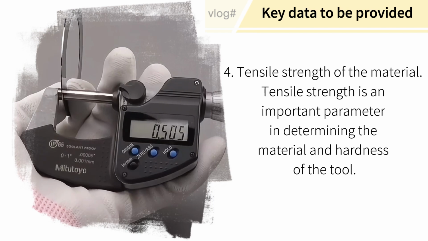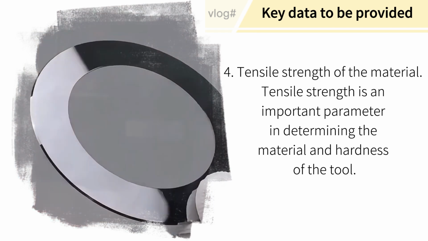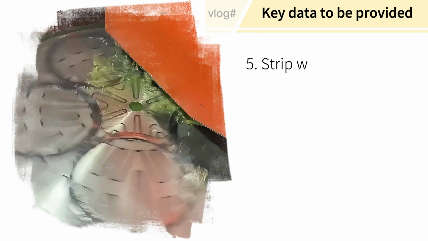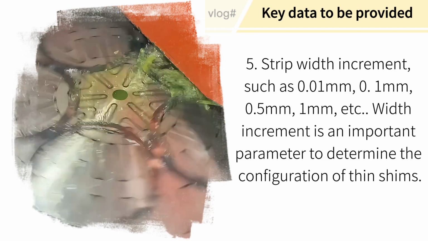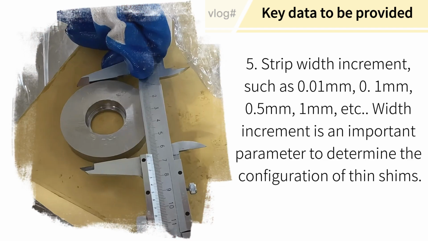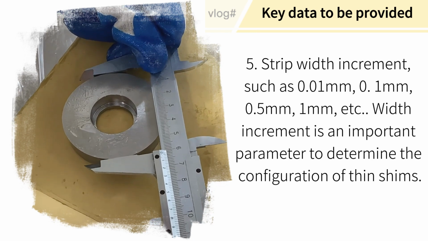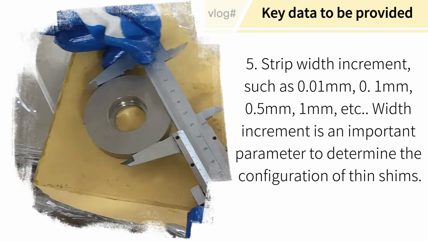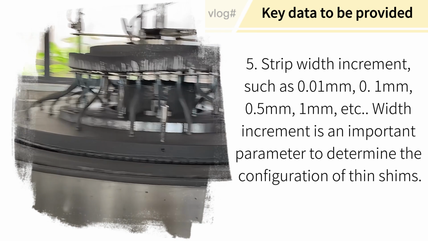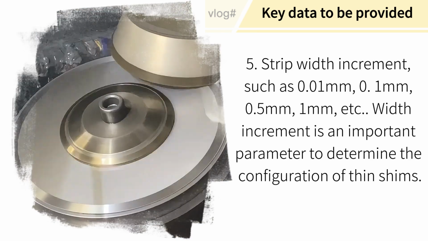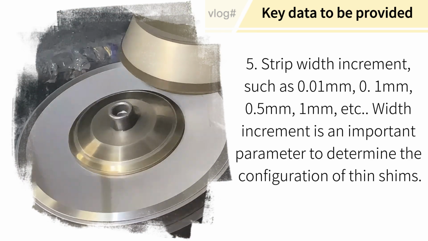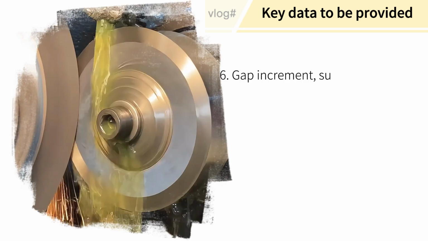4. Tensile strength of the material. Tensile strength is an important parameter in determining the material and hardness of the tool. 5. Strip width increment, such as 0.01 millimeters, 0.1 millimeters, 0.5 millimeters, 1 millimeter, etc. Width increment is an important parameter to determine the configuration of thin shims.